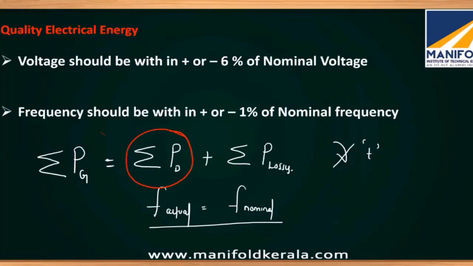Okay, and in this case, if your generation is more, suppose if this quantity is more, then your frequency will increase, overshoot, it will cross 50 hertz. Understand? If your generation is more than the demand plus losses, your frequency will overshoot. Understand? Suppose if this value is less, then what will happen? Your frequency will undershoot. It will be less than 50 hertz. Understand? Are you able to follow?